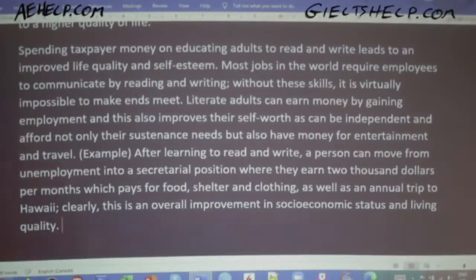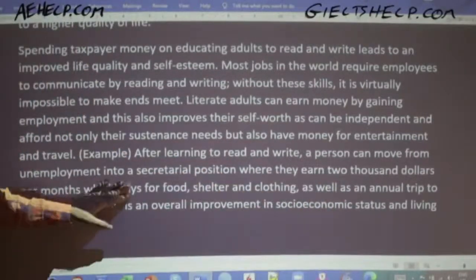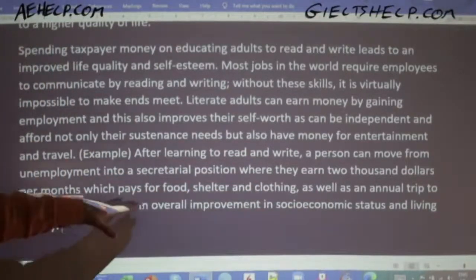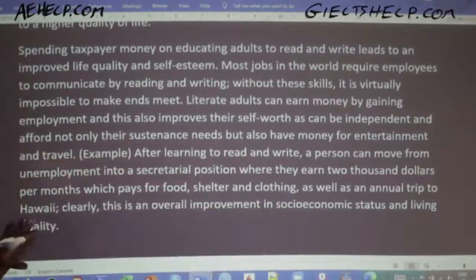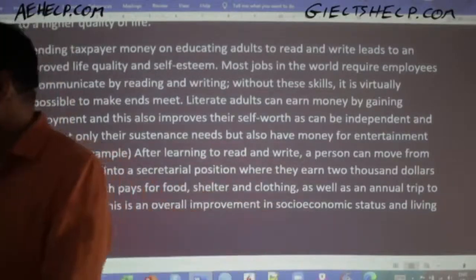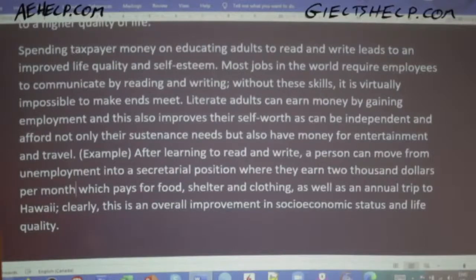All right. So here's a very specific example. Always keep your examples extremely specific. So after learning to read and write, a person can move from unemployment into a secretarial position where they can earn $2,000 per month, which pays for food, shelter, and clothing, as well as an annual trip to Hawaii. Clearly, this is an overall improvement in socioeconomic status and living quality. Okay. Let's keep that life quality.